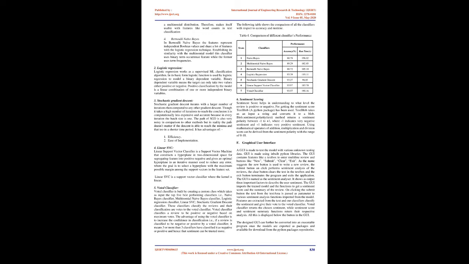3. Stochastic gradient descent. Stochastic gradient descent iterates with a larger number of iterations than any other gradient descent. Though it takes a high number of iterations to reach the conclusion, it is computationally less expensive and accurate because in every iteration the batch size is 1. The path of SGD is also very noisy in comparison to other methods, but in reality the path doesn't matter if the descent is able to reach the minima, and that too in a shorter time period. It has advantages of 1. Efficiency. 2. Ease of implementation.